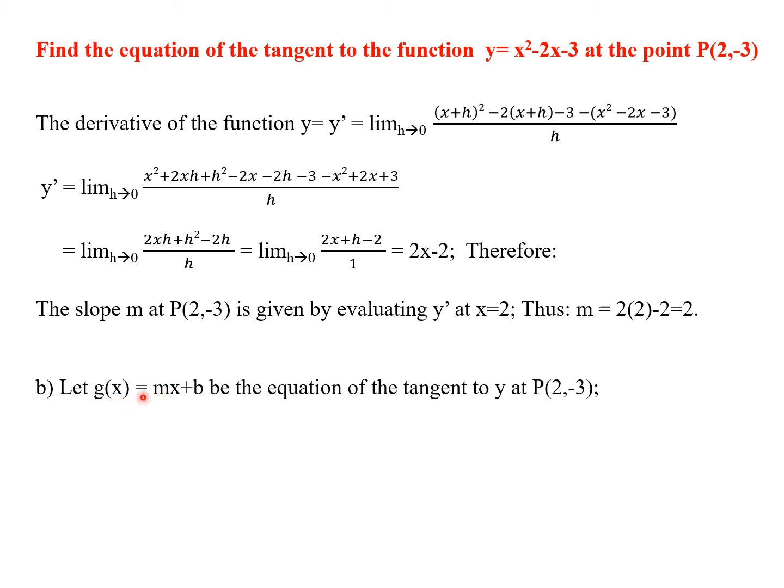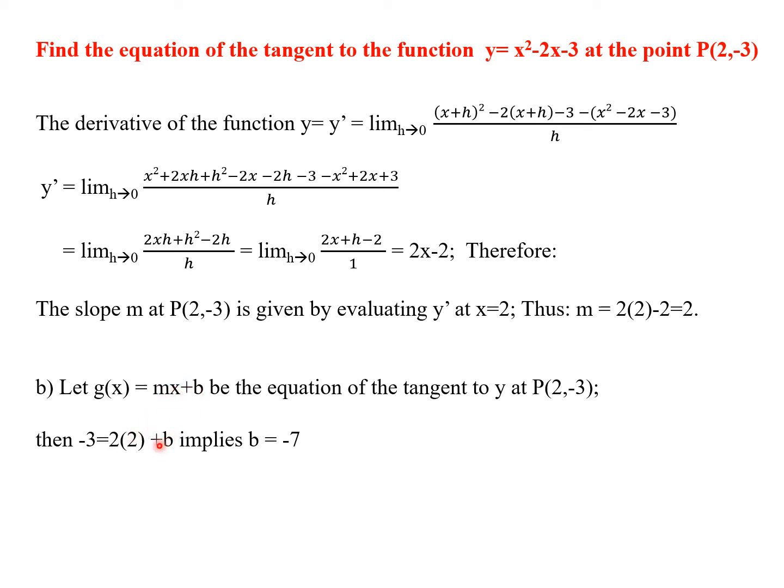So we will just plug in 2 for x, and that will lead us to finding out the value of b. Negative 3 is the value of g of x at x equal to 2. G of 2 is equal to negative 3. So negative 3 is equal to m, which is 2, multiplied by x, which is 2, plus b.